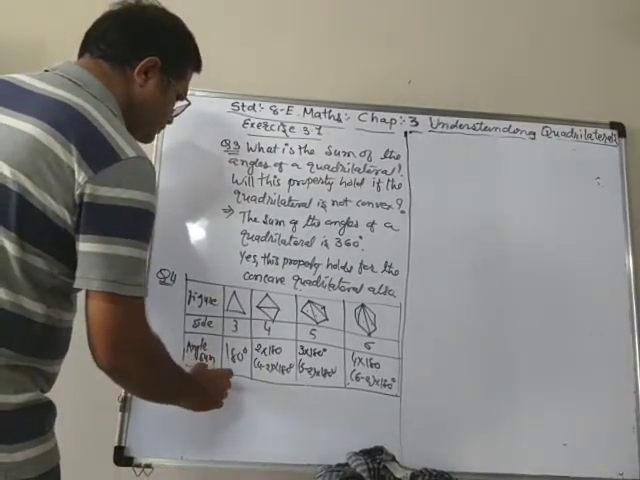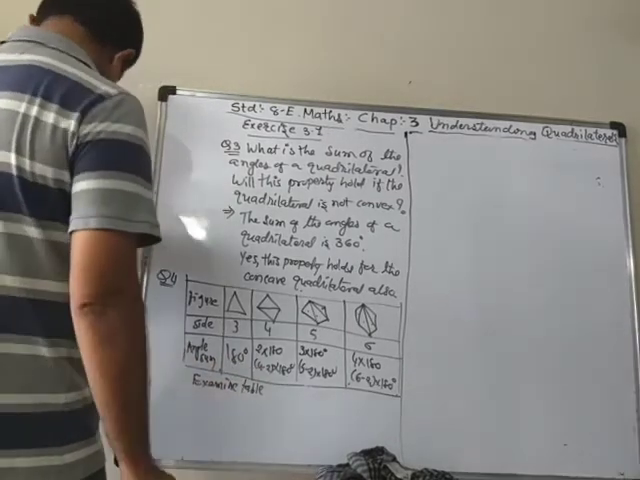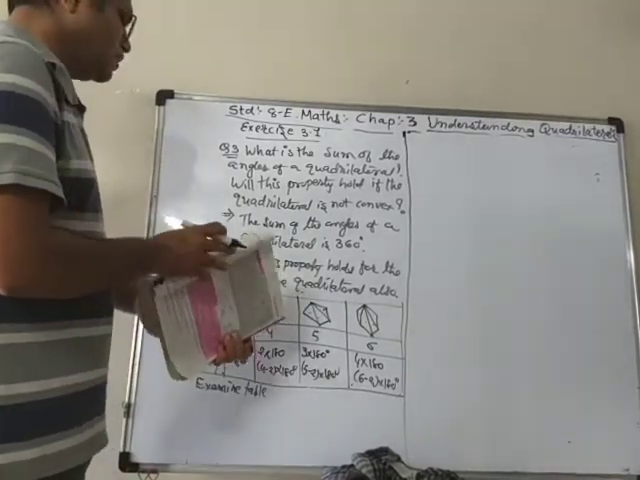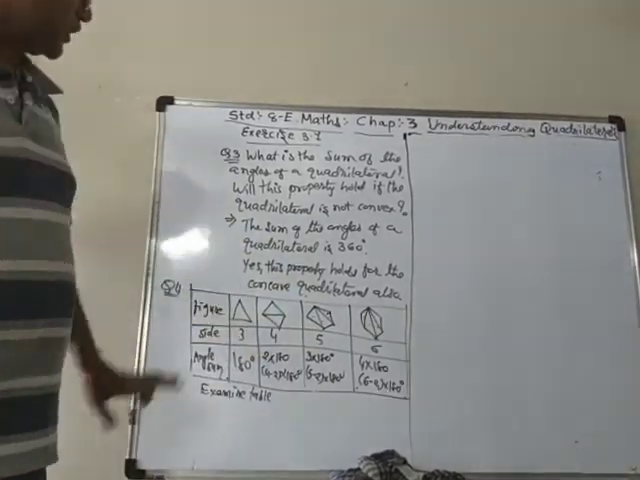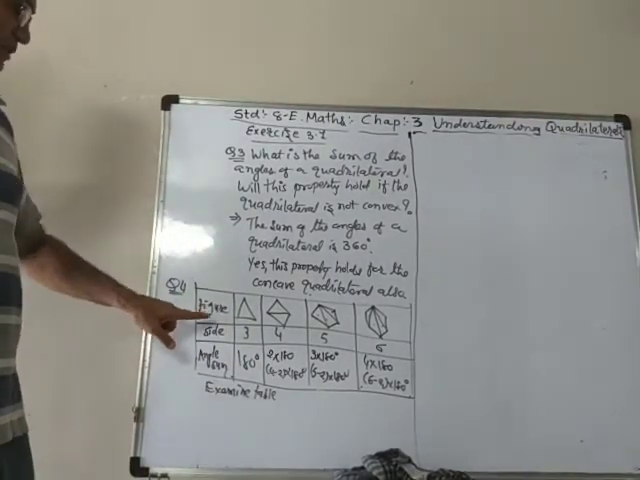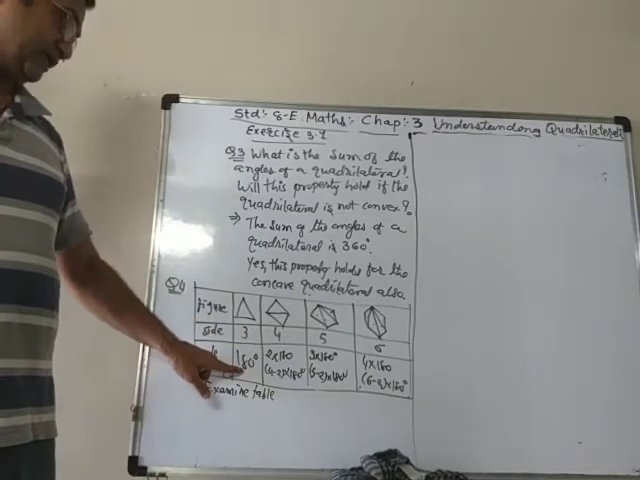Examine the table, and then we have to find the others. So now from the table, what can we conclude? You can see that, look here. A triangle has 3 sides, then 180 degree.